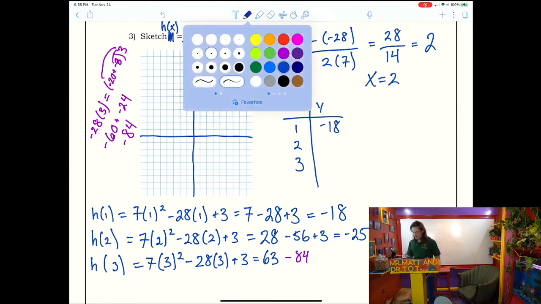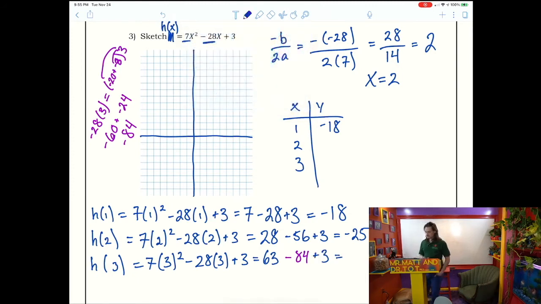And then we still have that plus 3. Let me just check this. 63 minus 84 plus 3 is going to be a negative 18. And that checks out because it is symmetrical around that axis. So we're going to have at x is equal to 1, y is equal to negative 18. When x is equal to 2, y is equal to negative 25. When x is equal to 3, y is equal to negative 18.